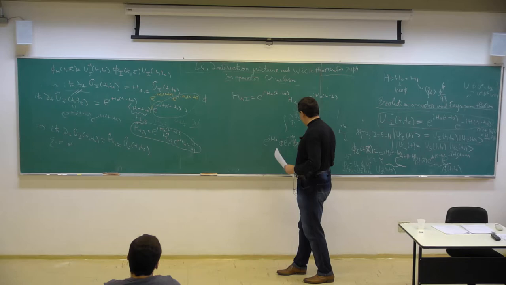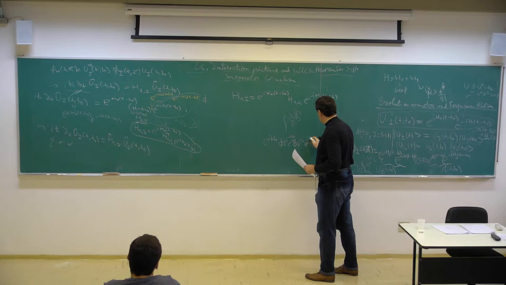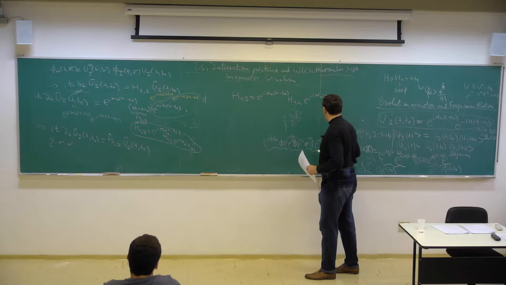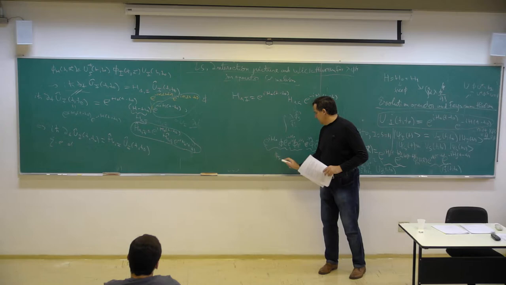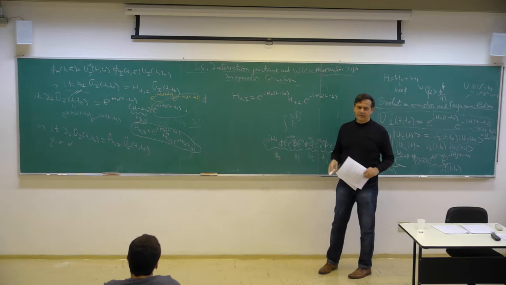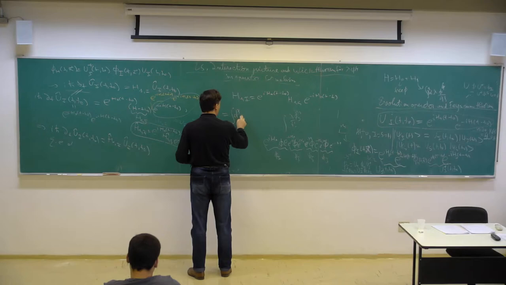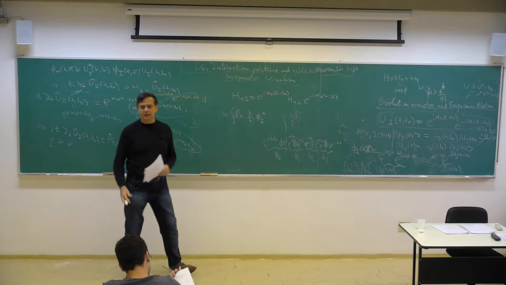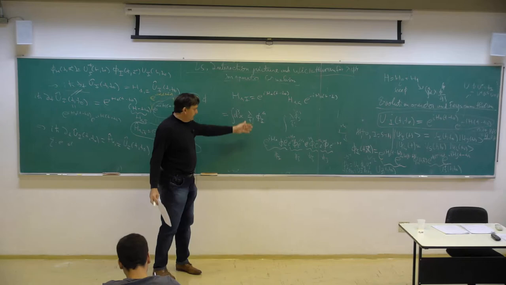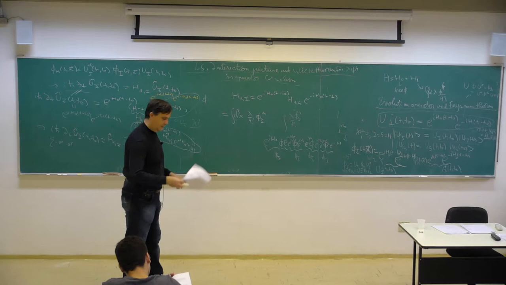T minus T naught, I will not write this further. You see that all of these things form the interaction picture operator, right? And so on. I could have any power here, the result is the same. So the point is that this is phi I to the 4, okay? So this is good, means that I can only deal with interaction picture fields and operators. I don't need to mix them.